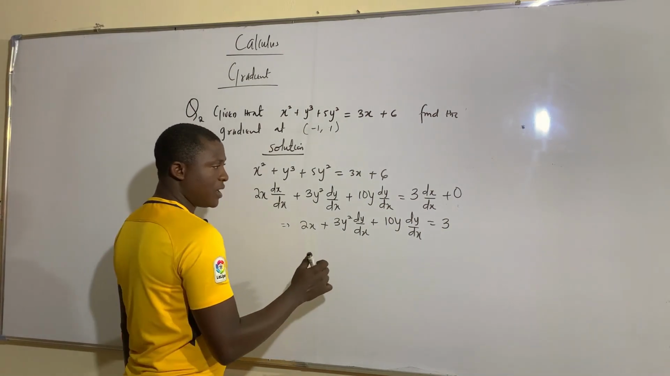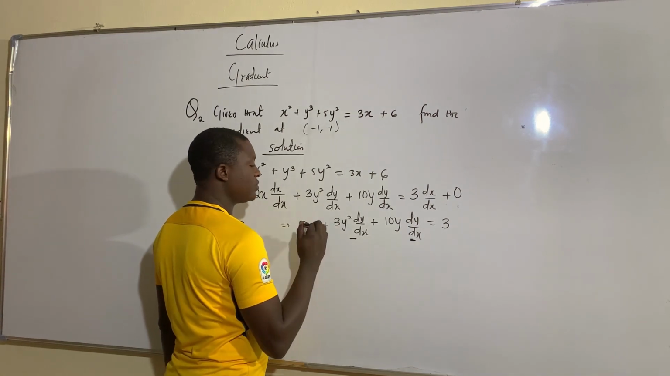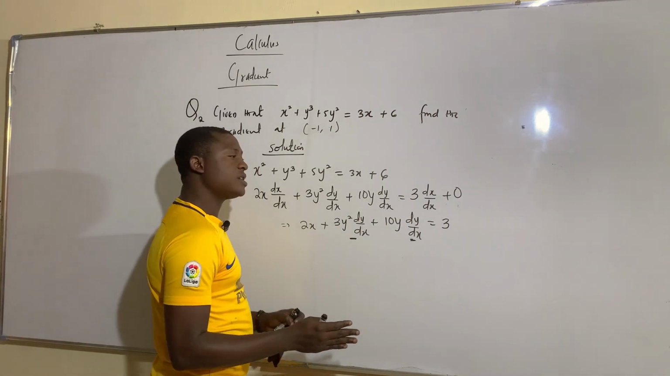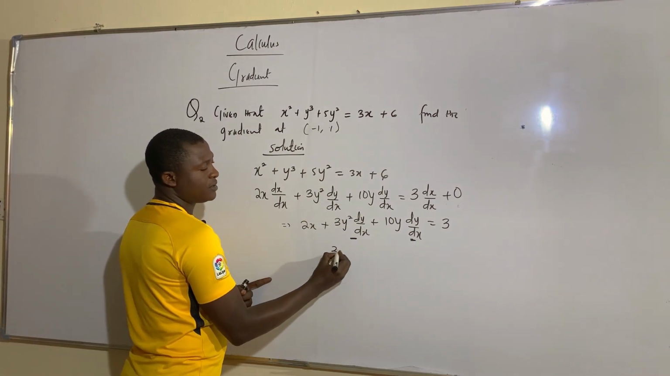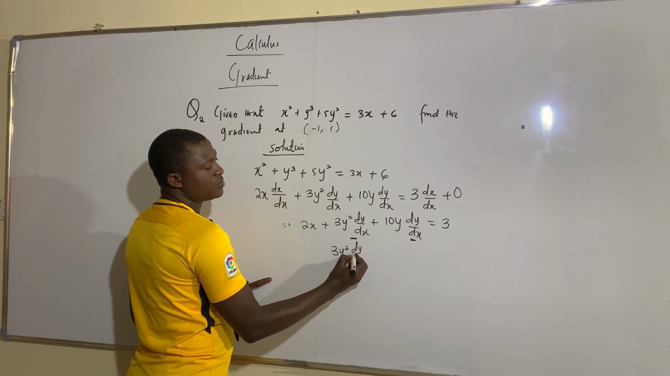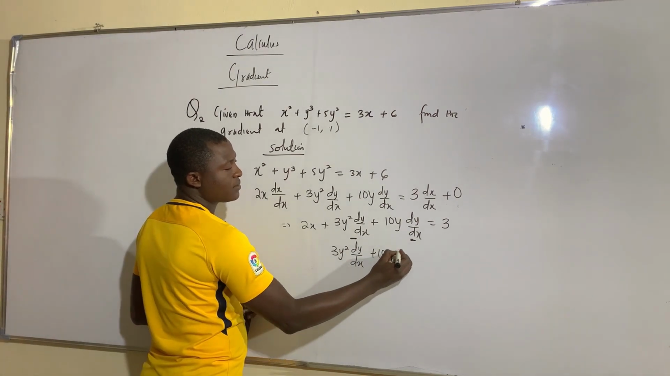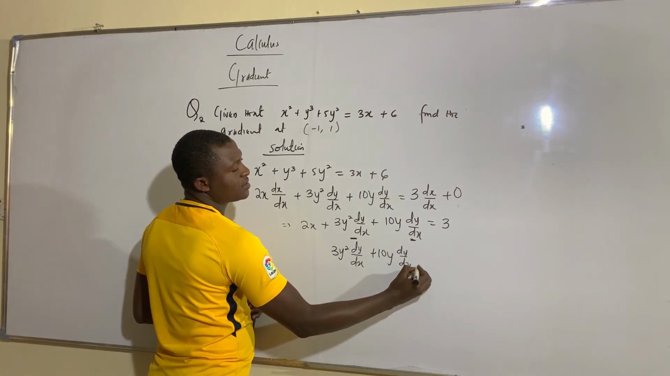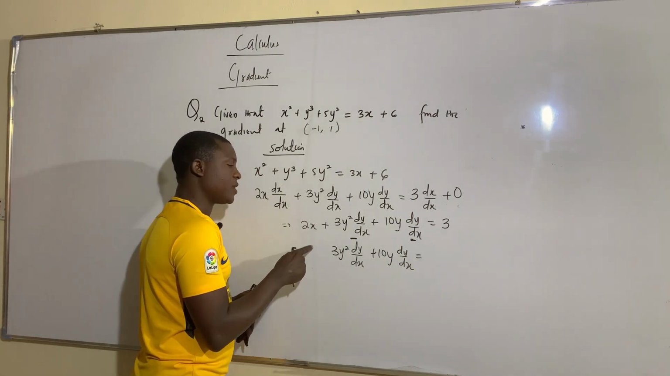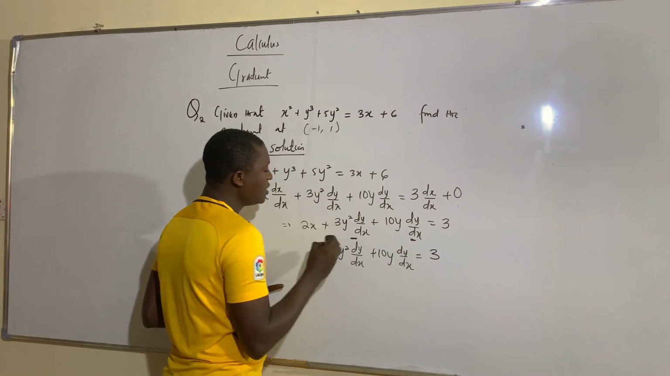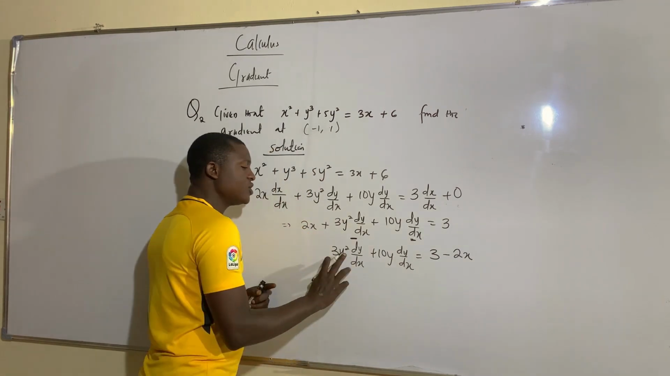So after that, we can see here we have dy/dx, and here too we have dy/dx. So let's collect like terms so that the ones with dy/dx will be on one side, and the ones without dy/dx will be on the other side. So that means here I can have 3y squared dy/dx. Here too we have dy/dx, that's a plus 10y dy/dx is equal to, you can see here, do we have any dy/dx here? So bring it here, that means we have 3. So this is plus 2x, so when it comes here, we are going to have minus 2x. So let's check from here to here.